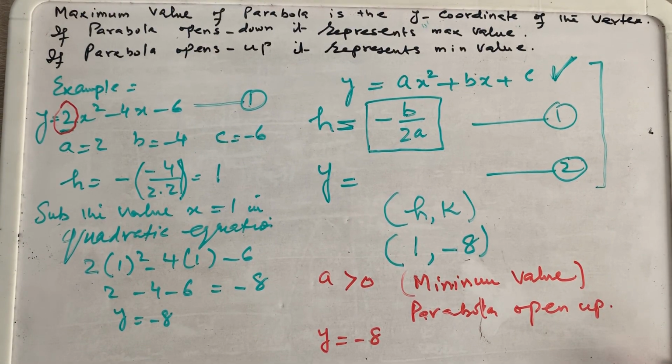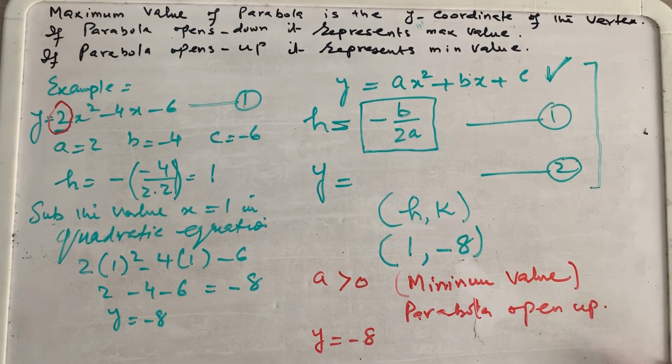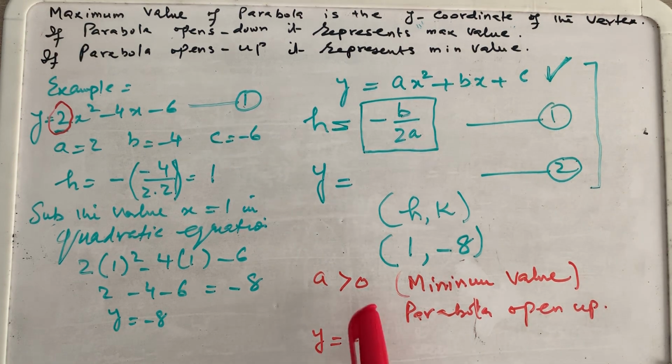So who determines that the parabola opens up? That is the a value, right? If a is greater than 0, the parabola opens up and it is the minimum value. If a is less than 0, then the parabola opens down. And if the parabola opens down, it has a maximum value. Hope you understand it thoroughly.